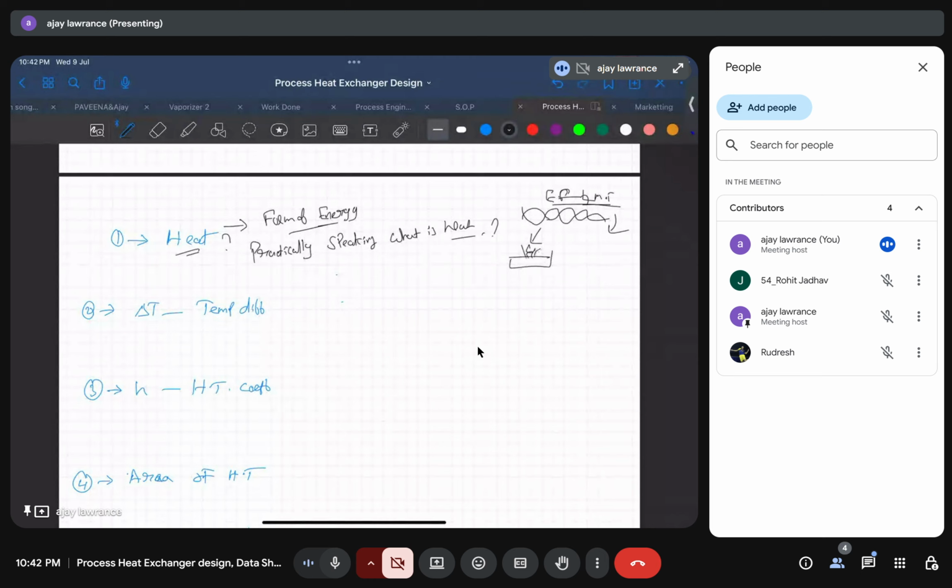I'm not talking about that, but generally I'm asking what is heat. If you pass electromagnetic radiation onto any object, for example IR radiation, through your skin or anywhere, it will create heat. So using electromagnetic radiation you can create heat. I'm not talking about that. What I'm saying is, what is heat practically? That is my question.